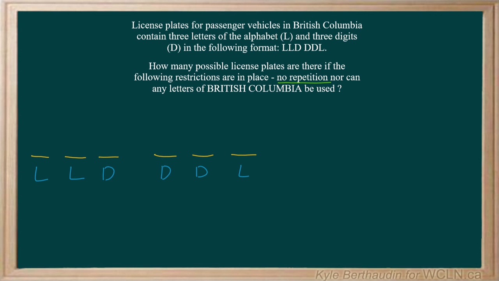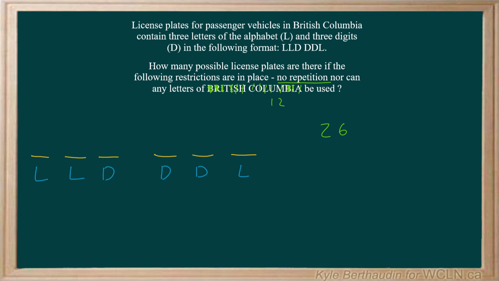We know that there are 26 letters in the alphabet, but we can't use any of the letters from the phrase British Columbia. So let's count how many letters are included in that phrase. If we go ahead and count all of them, let's say we start by counting how many B's. So that's one letter that we cannot use. If we look at the R, that's two letters we can't use. If we get rid of the I's, that's three letters we can't use, and so on and so forth. If we go ahead and count all of the letters in British Columbia that we aren't allowed to use, we find that there are 12.